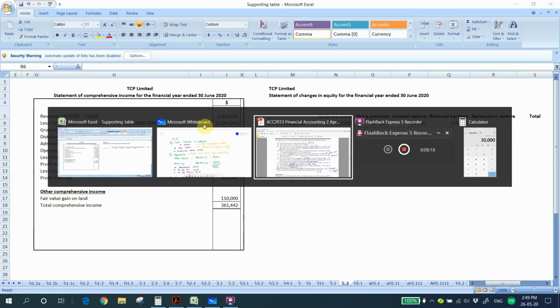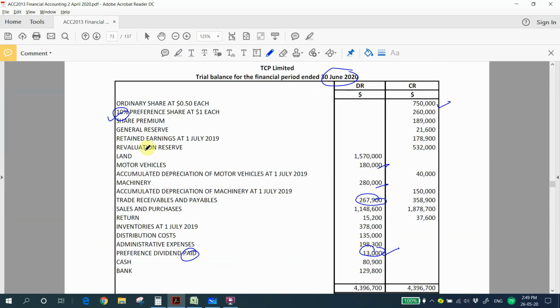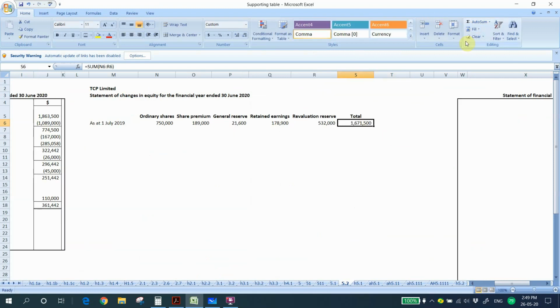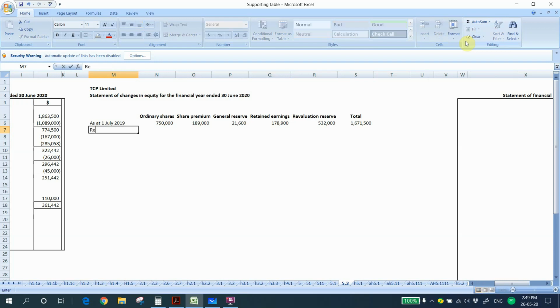For the revaluation reserve, you have to take in the original amount first, which is 532. Don't take in the after adjustment amount, and you will have a total 1,671,500. And then we take in the entry in your statement of changes in equity. The first one we have is revaluation gain, fair value gain, which is 110.